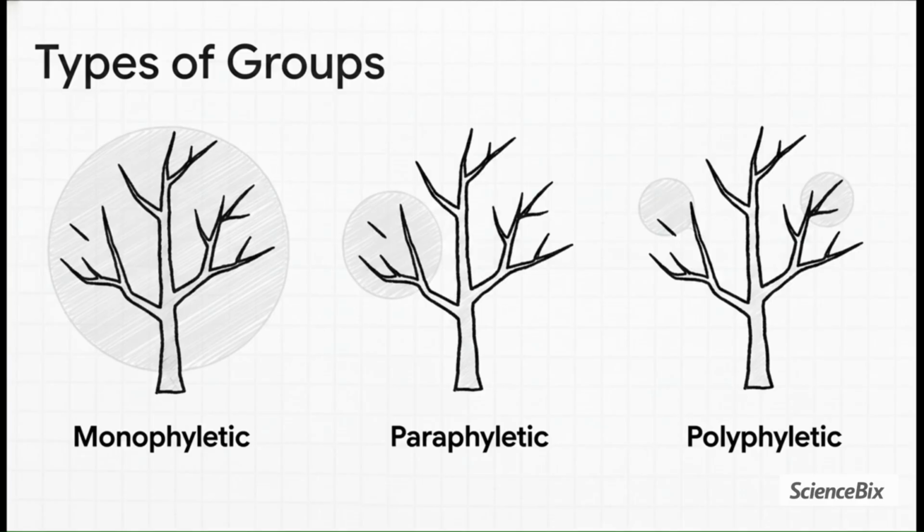A paraphyletic group is a bit like inviting only some of your cousins to the reunion. You select one ancestor, but you leave a few descendants out. And finally, a polyphyletic group is essentially just a coincidental gathering. You select descendants from entirely different ancestors, but you don't include a shared ancestor at all. Knowing exactly which group you're looking at is vital for reading the map correctly.